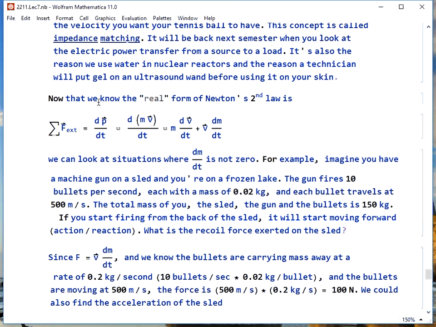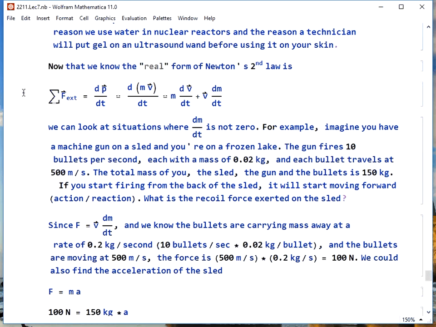Now that we know the real form of Newton's second law, we can go back to that and look at a special case where dm/dt is not 0. Let's say, for example, you're on a frozen lake, you're on a sled, you have a machine gun, and it fires 10 bullets per second, each 20 grams mass, each one traveling at 500 meters per second. Let's say the total mass of everything when you start is 150 kilograms. If you start firing from the back of the sled, it'll start moving forward.